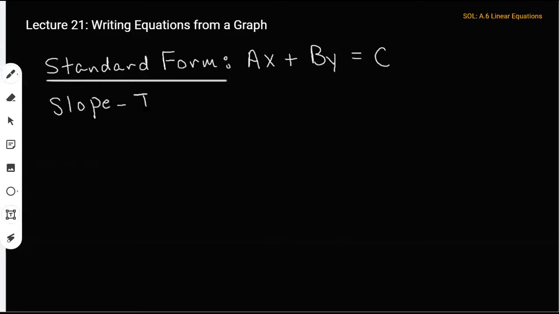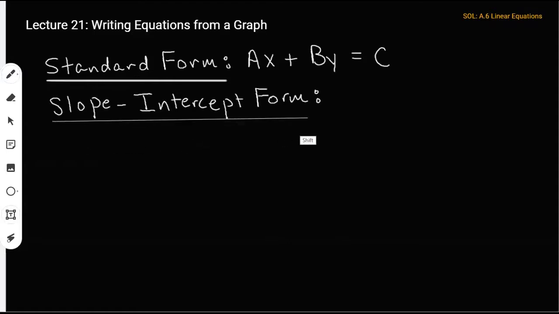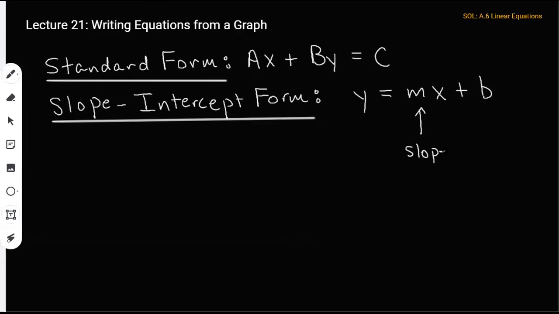But today, we're going to be looking at slope-intercept form. Slope-intercept form is going to be y equals mx plus b. As usual, x and y are going to be variables, but m and b are going to be numbers. M is going to stand for the slope, whatever the slope of the line is going to be. I'll show you how to find that. And b is going to be a number that stands for the y-intercept.